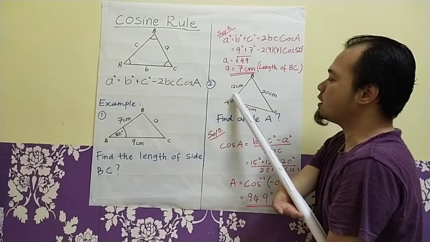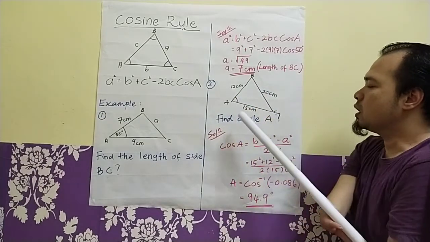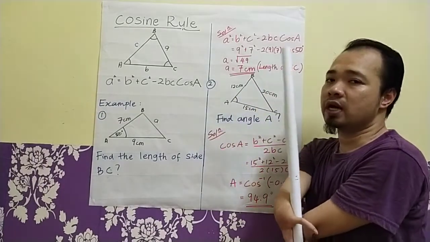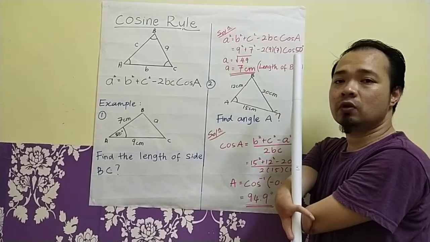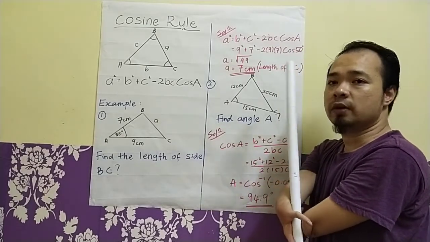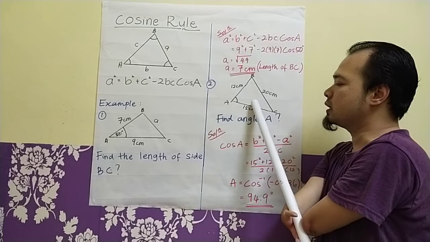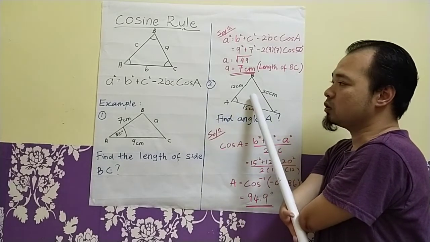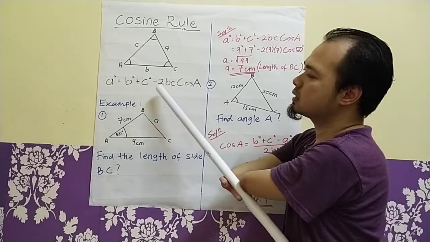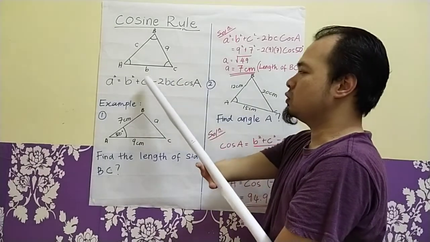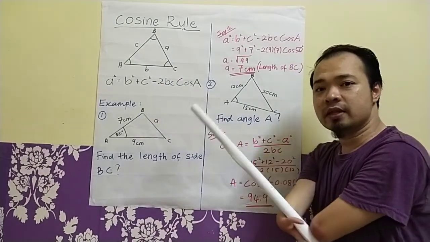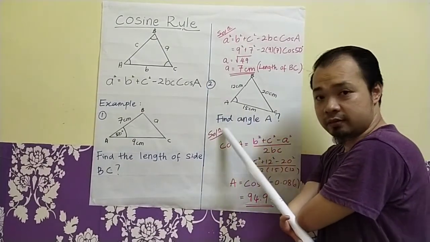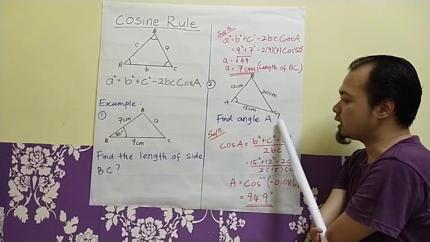For this type of question, you are not allowed to use sine, cosine, tangent, or Pythagoras theorem in order to find the angle A. It's not applicable at all. So what we can do is use the cosine rule. If you look over here, we need to find angle A.